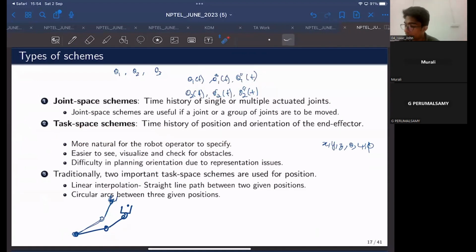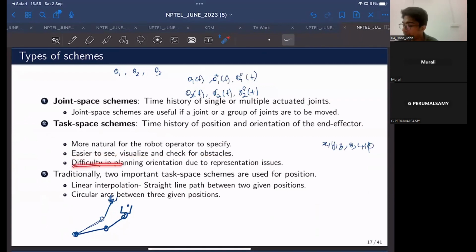Because we would mostly define the task or the job that a robotic arm would be executing in terms of task space variables. So it will be natural for us to define the motion in task space variables. So this is more intuitive and easier than specifying the trajectory in joint space, because it's easier to visualize and check for obstacles.